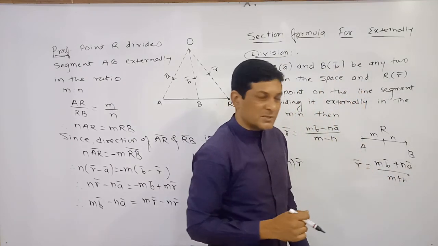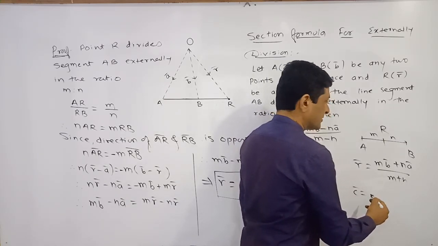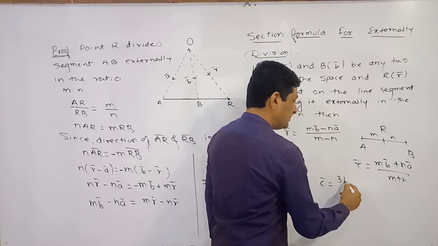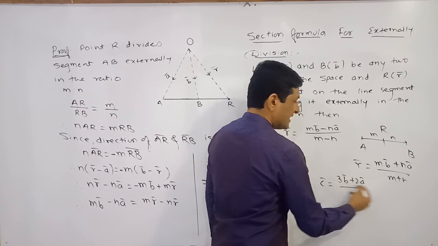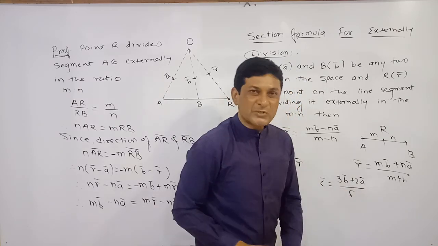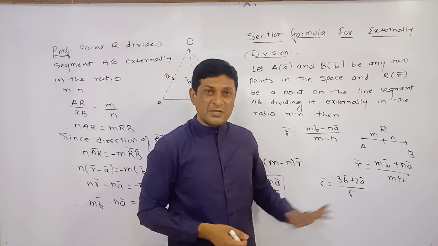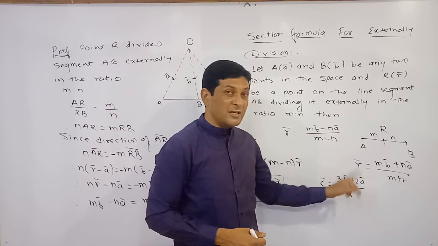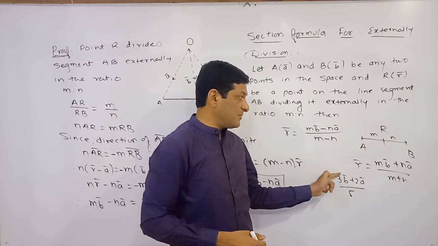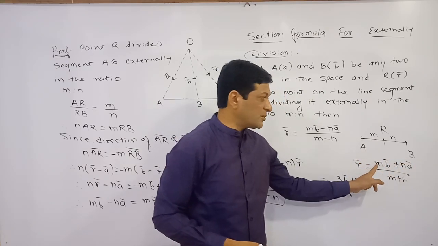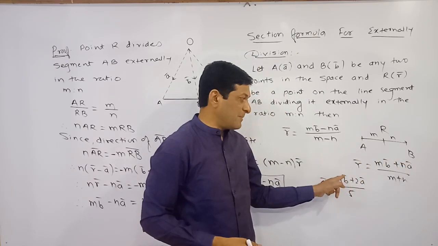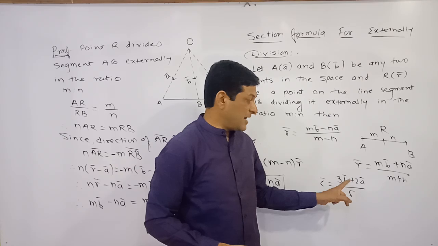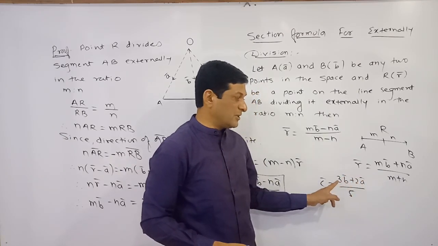Is it clear? Now suppose that we are getting one result, say C bar is equal to 3B bar plus 2A bar divided by 3 plus 2, which is equal to 5. If we are getting such an expression, then what is our conclusion from this expression? Definitely this point C divides which segment AB in which ratio? If we are considering the segment as AB, then the ratio is M is to N, that is 3 is to 2. Getting it? And if you are considering segment BA, then the ratio will be 2 is to 3.